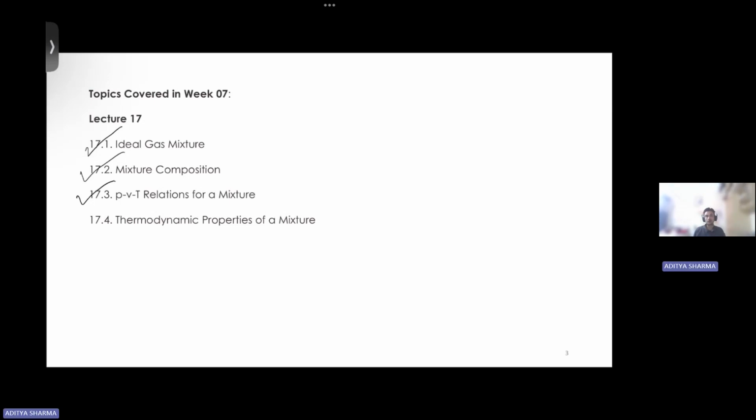Other than that, the volume occupied by the molecules in comparison to the volume occupied by the whole gas is pretty small. Or for the matter of our discussion, we can take this to be negligible in case it's an ideal gas mixture. So with these suppositions, we can use the ideal gas equation for our mixtures. Okay.